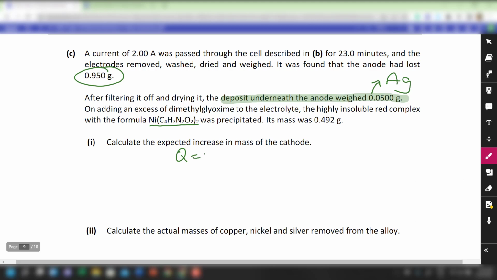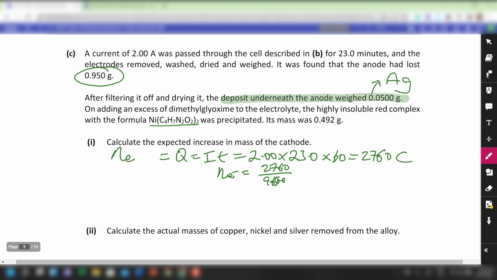So Q equals I times t, which equals the current, 2.00, multiplied by the time, 23 minutes, multiplied by 60. So I'm going to get 2760 coulombs. Then the number of moles of electrons transferred, in the reduction of copper 2 plus to copper, equals 2760 divided by 96500. I'm sure you know how this came about, because the charge is also equal to the number of moles of electrons transferred multiplied by the Faraday constant. Then we can calculate the number of moles of electrons. That will be 0.0286 moles.